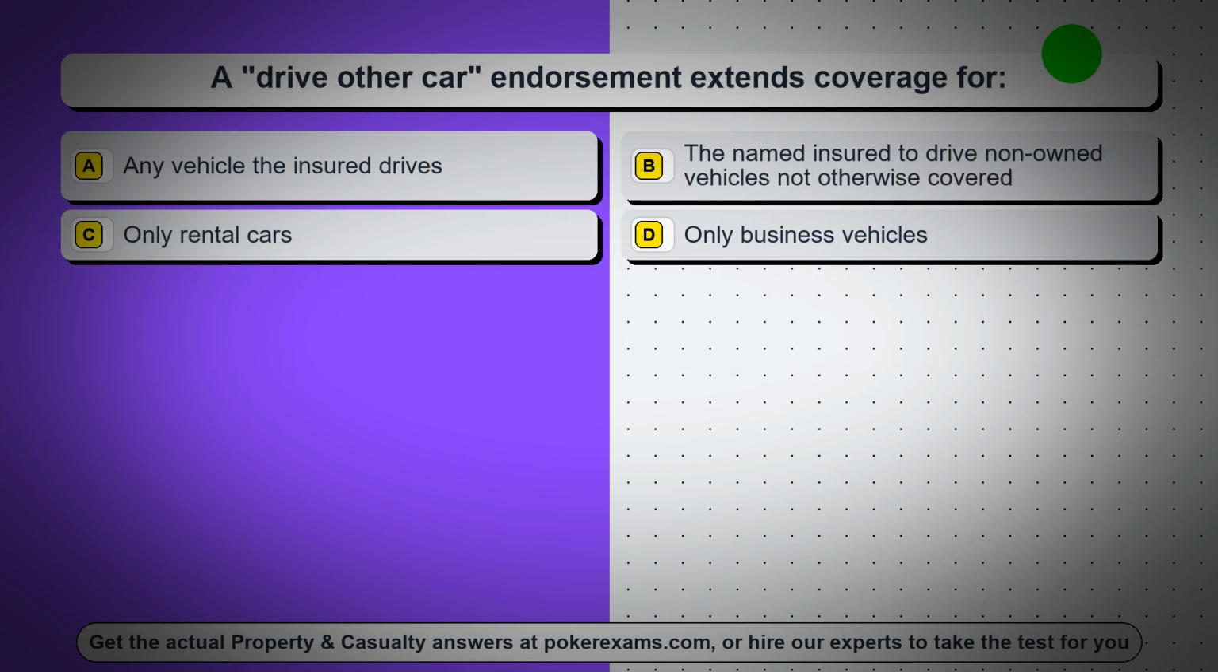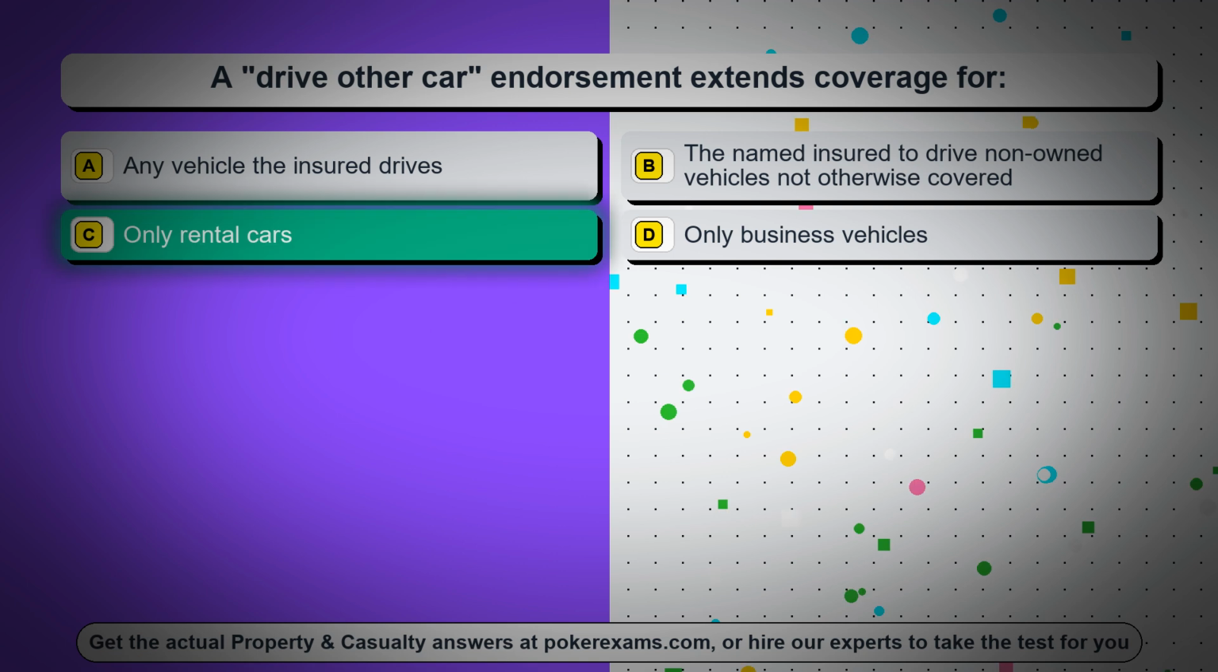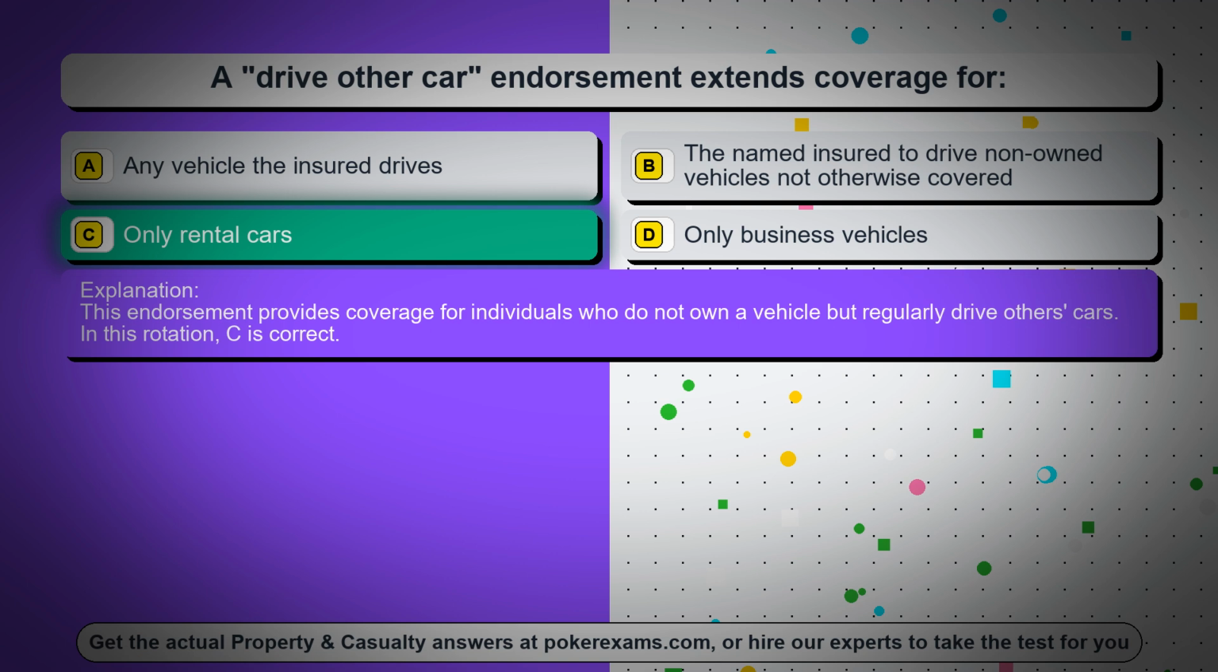Question 93. A drive other car endorsement extends coverage for, option A, any vehicle the insured drives, option B, the named insured to drive non-owned vehicles not otherwise covered, option C, only rental cars, option D, only business vehicles. The correct answer is option C, only rental cars. This endorsement provides coverage for individuals who do not own a vehicle but regularly drive others' cars. In this rotation, C is correct.